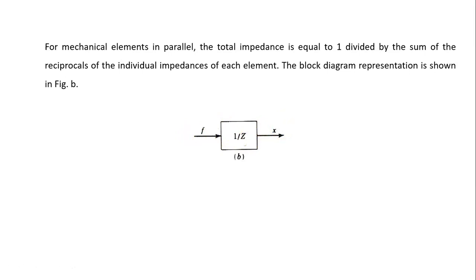Therefore, we have studied two laws now: series mechanical elements and parallel mechanical elements. In the case of series mechanical elements, you have to remember that the total impedance is the sum of the impedances of all the elements, and in the case of parallel mechanical elements, the total impedance is 1 divided by the summation of the reciprocals of the individual impedances of each element. Therefore, these two statements you have to remember because we are going to solve problems based on this.